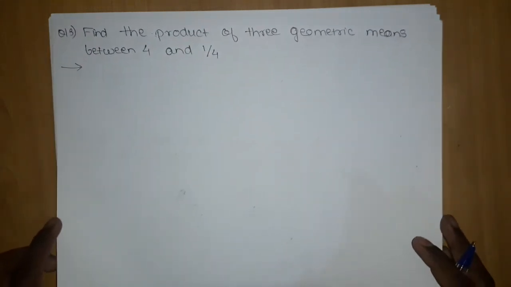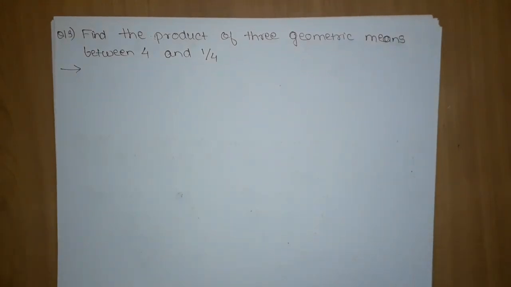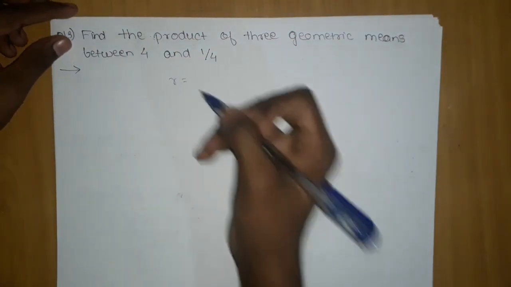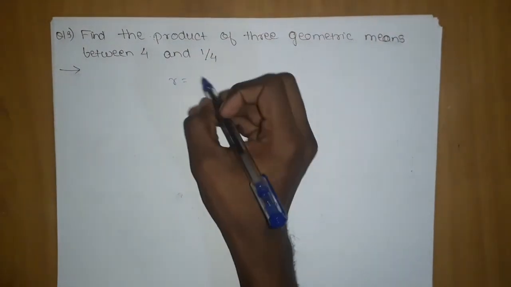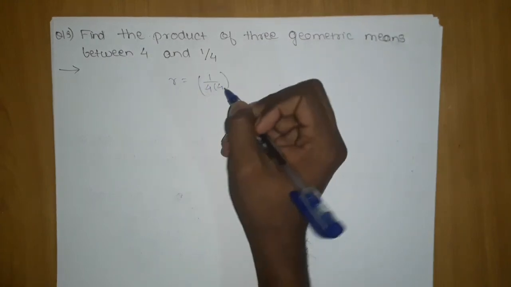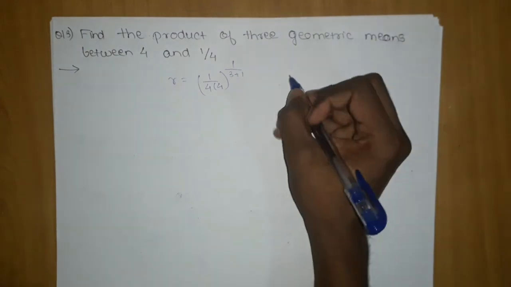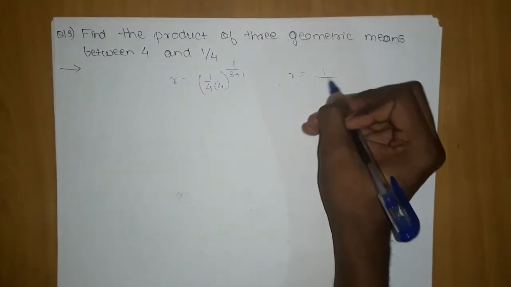Okay, the next question is: find the product of three geometric means between 4 and 1 by 4. If I get my r, I can get the product of three geometric means. Which is 1 by 4, b by a, which is 4 upon, since we want to find three geometric means, 1 upon 3 plus 1. It is nothing but r equals 1 by 16.